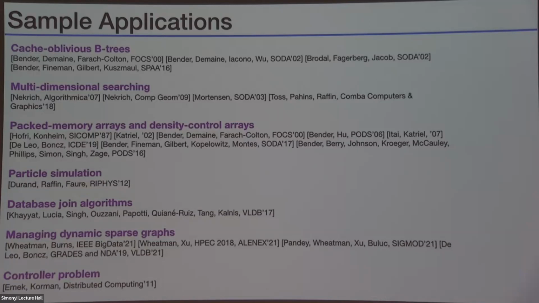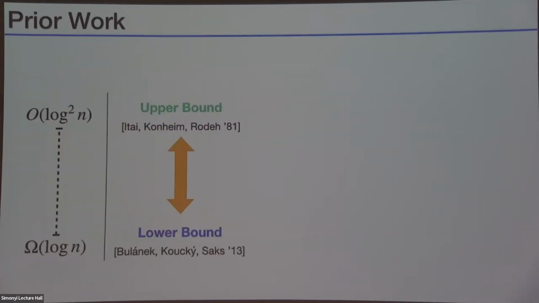Okay, so let me now tell you what's known about this problem. It turns out that from the original paper in 1981 by Itai, Konheim, and Rodeh, they got an upper bound of log² n. That is to say, whenever the adversary inserts or deletes an element, we are moving around log² n items. It was originally proved in an amortized sense. It was later improved by Willard to be in a worst-case sense.